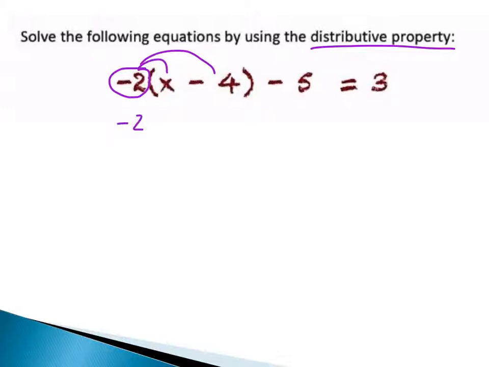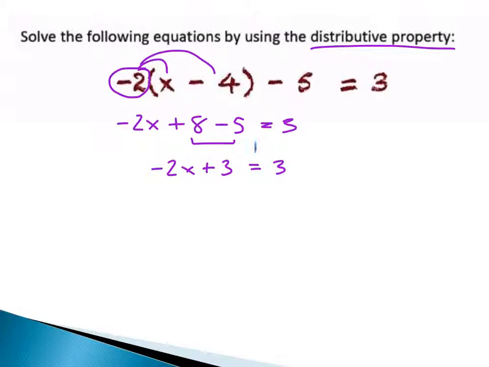That's going to give me negative 2 times x. Negative 2 times negative 4 gives me positive 8. Then minus 5 equals 3. This combines stuff from the last example. I have positive 8 minus 5; I can combine these like terms. So negative 2x plus 3 is going to equal 3. Notice how combining the things we did last chapter, distributing and combining like terms, helps us simplify this equation and makes it easier for us to solve.